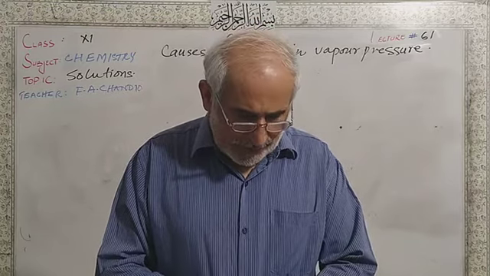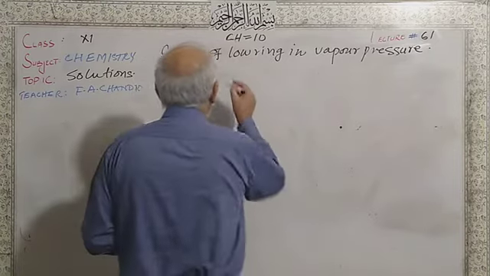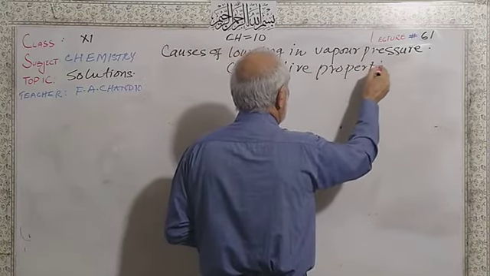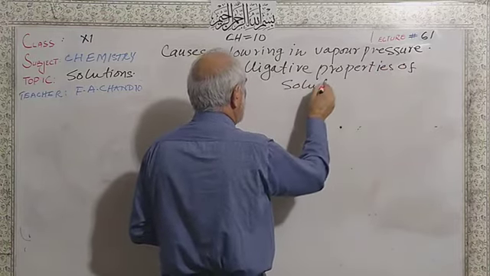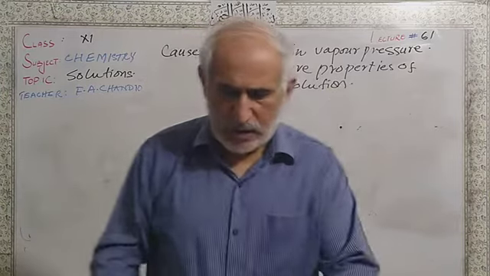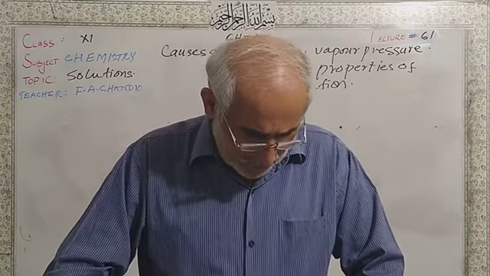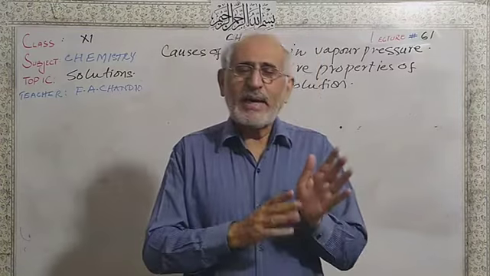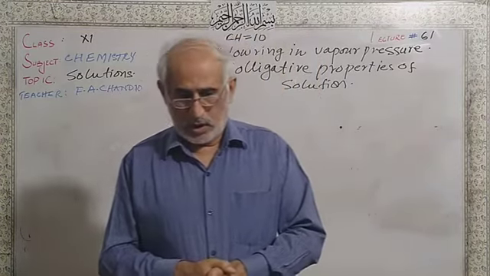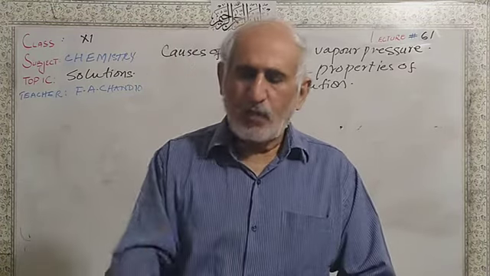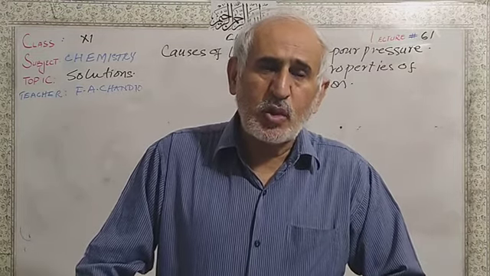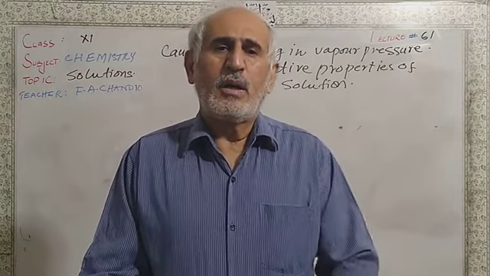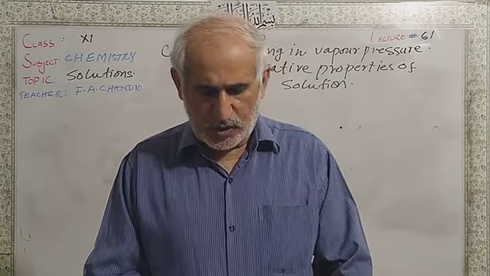Then there is a very important thing, colligative properties. Colligative properties of solution: when we add non-volatile or non-electrolyte solutes, there is a lowering in vapor pressure, as I told you; elevation of boiling point, the boiling point of the solution is going to be increased as compared to pure solvent; depression of freezing point, the freezing point of the solution is going to be depressed, decreased; and osmotic pressure.